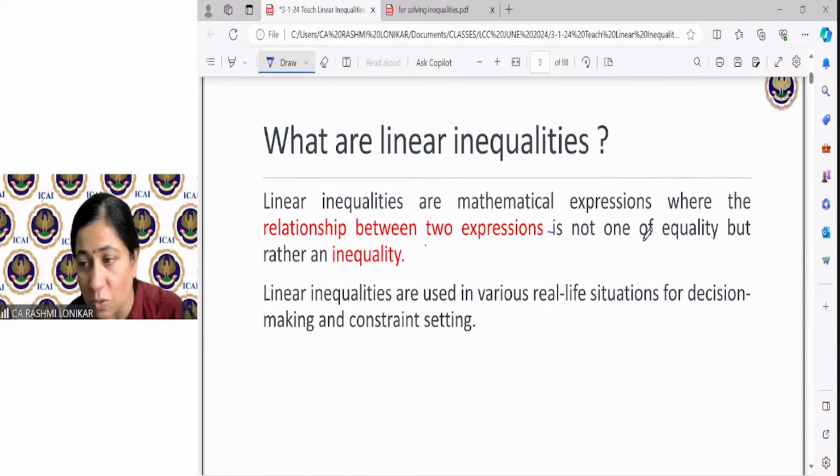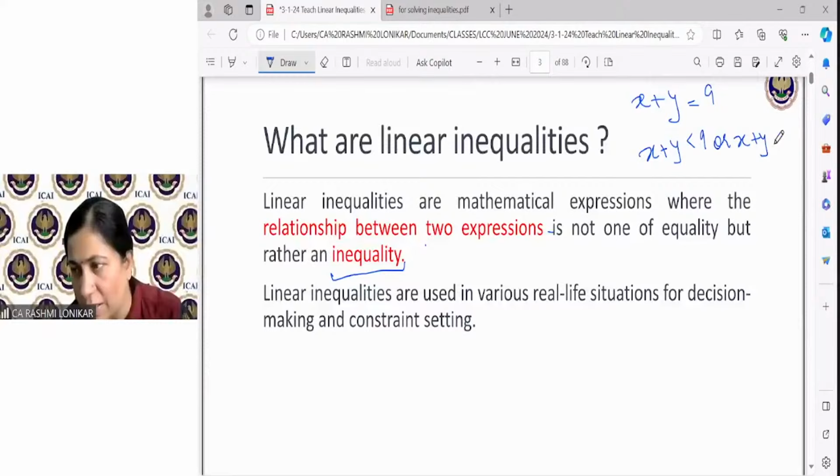Okay. If I have x plus 5 is equal to 9, this is an equality, okay? And when I say x plus y is less than 9, or x plus y is greater than 9, or I can say x plus y is less than or equal to 9, or x plus y is greater than or equal to 9, all these are linear inequalities. Linear inequalities are used in various real-life situations for decision-making and constraint setting.